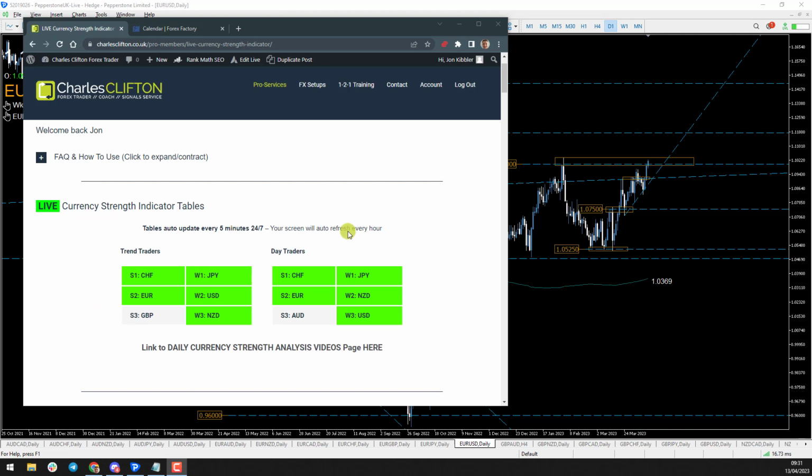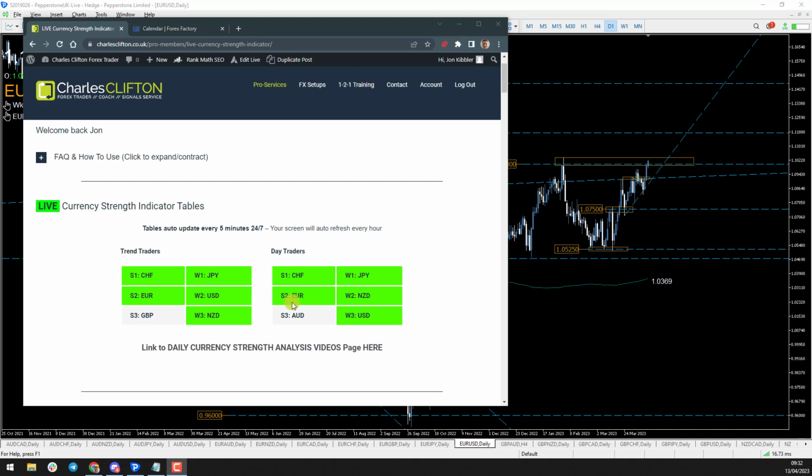Here we have our two tables in front of us. We have the trend traders table and the day traders table. These are the same studies but just highlighting different time frames. You can see here some of the currencies are highlighted in green. That's where we're focusing most of our attention in these videos. And the tables auto update every 5 minutes, 24/7, meaning that our members can see how the market stands right now in real time.